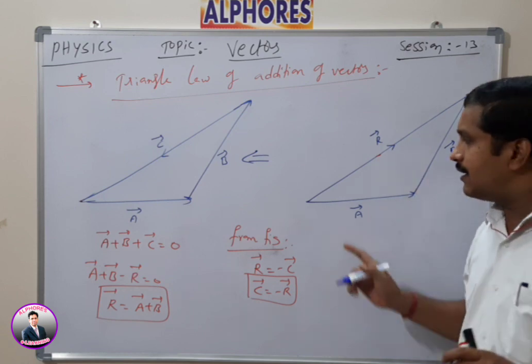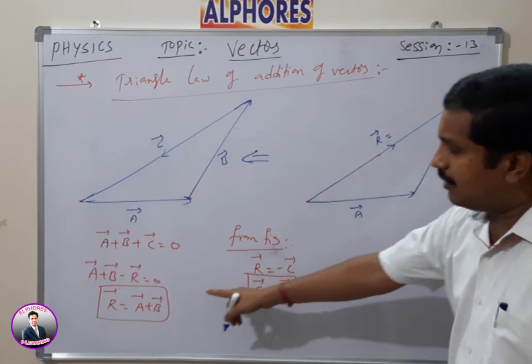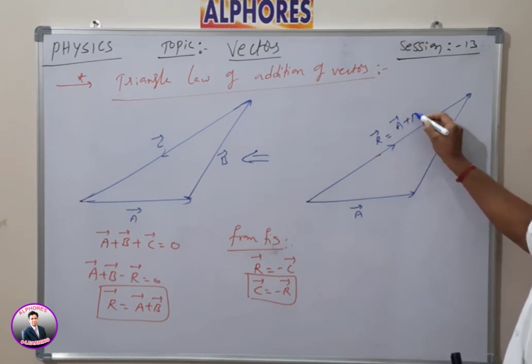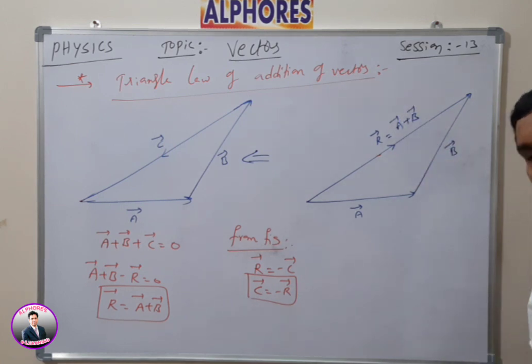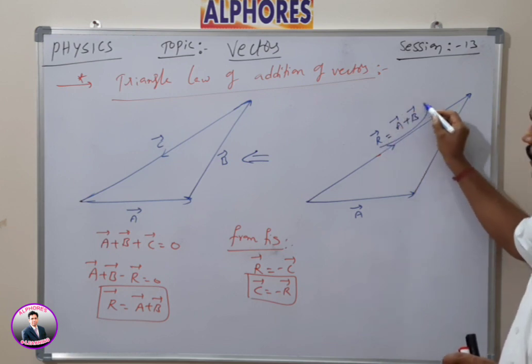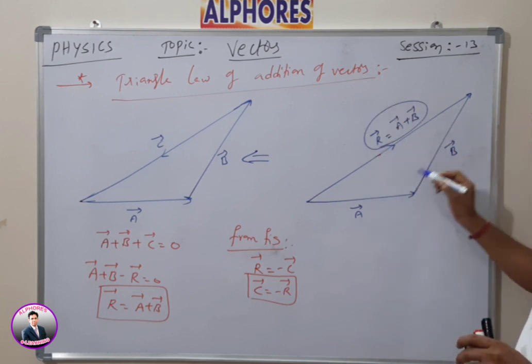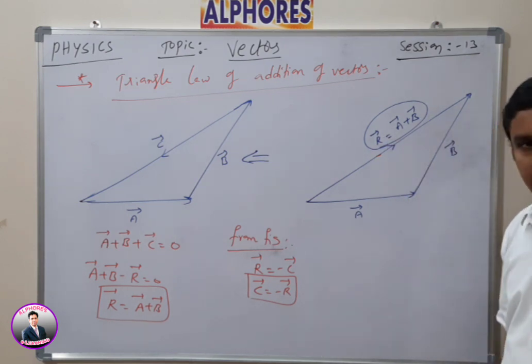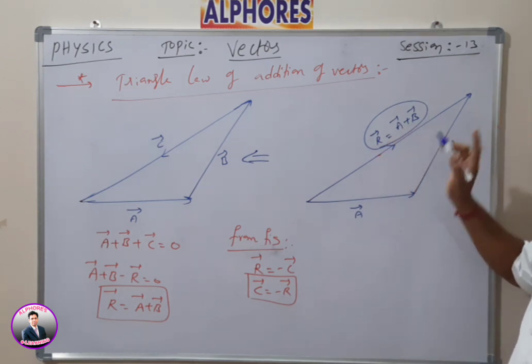That means what is the condition for this R bar value? R bar is equal to, what is the value I am getting by taking this diagram? A bar plus B bar. So this is the equation which represents the resultant of both vectors as per the triangle of addition of vectors. That means R bar is equal to A bar plus B bar.